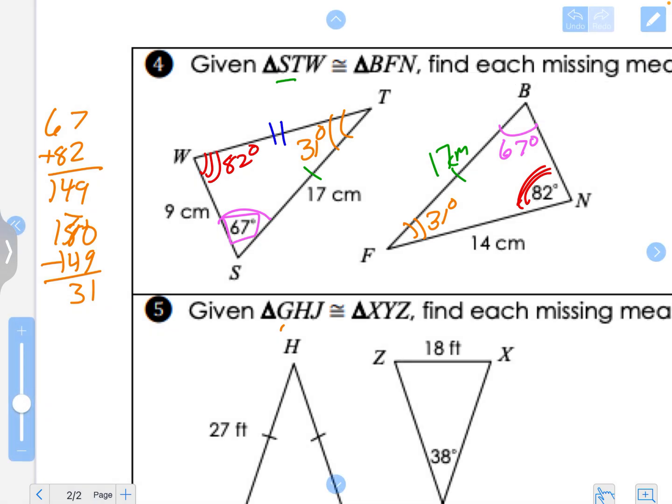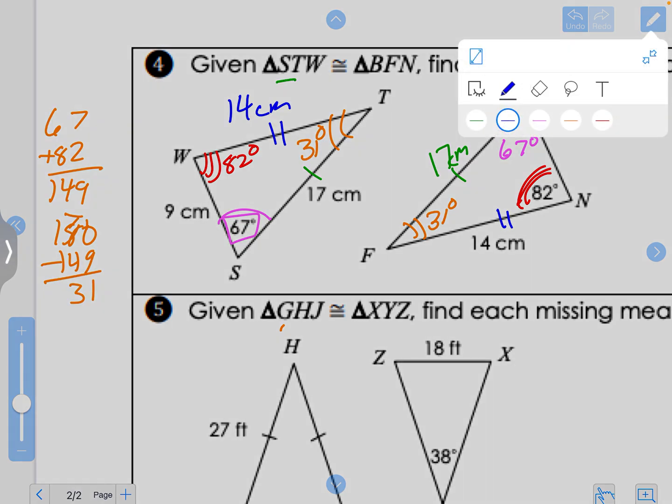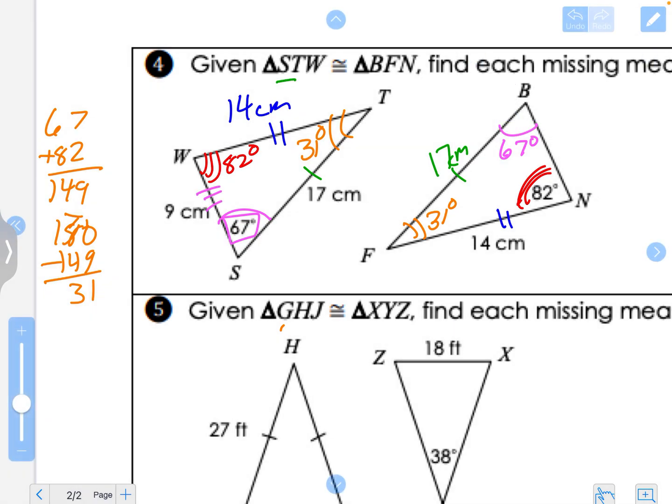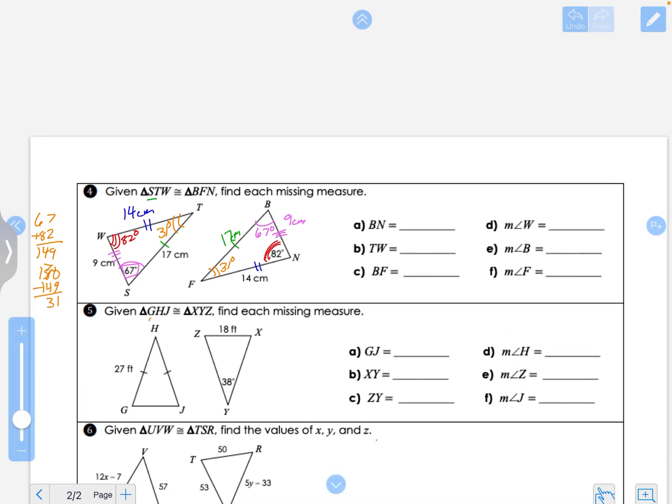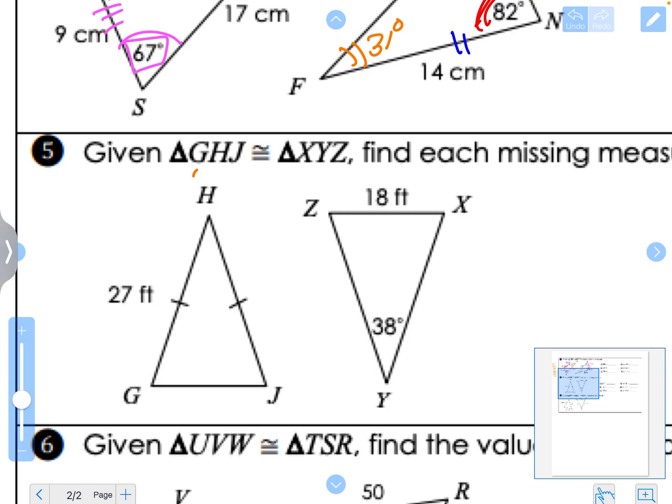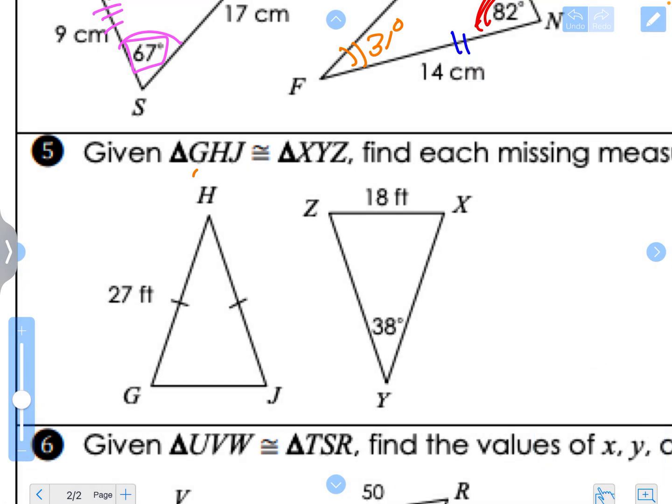TW is congruent to FN, and if FN is 14 centimeters, then I know that TW is 14 centimeters, which means that WS is congruent to BN at 9 centimeters. And so go ahead and fill in the chart with the measurements of each angle that we have in the triangles.